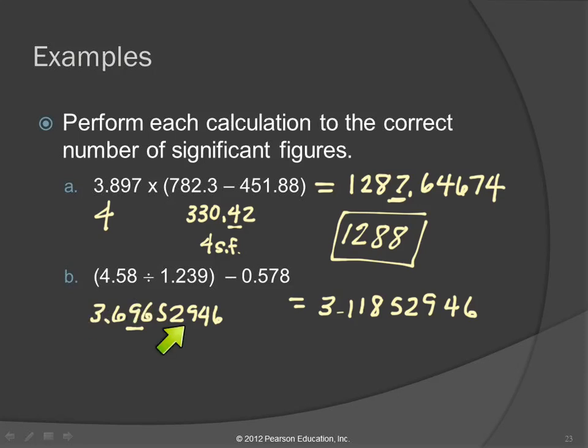Then I was taking this number and subtracting this one. Subtracting, we have to deal with number of decimal places. This one has 2 decimal places, this one has 3. That limits my answer to 2 decimal places, which is the second one. I'm getting rid of the 8, and so I'm going to report my answer as 3.12. Any questions?